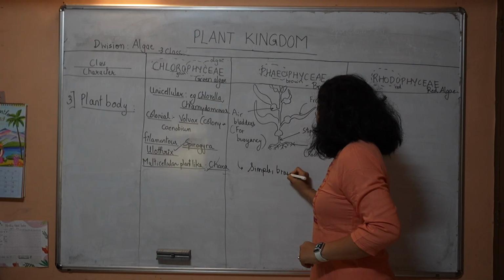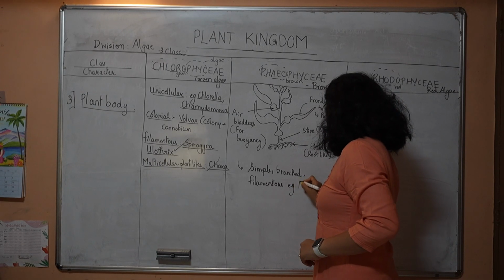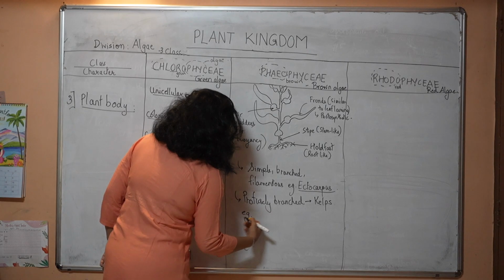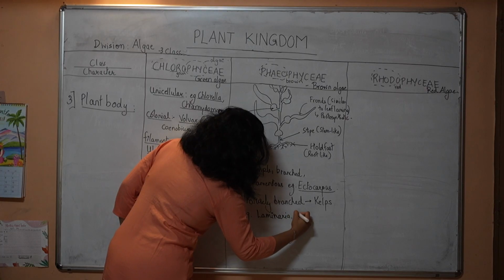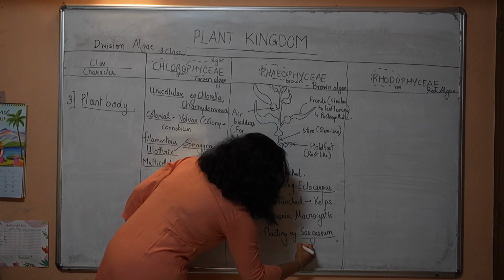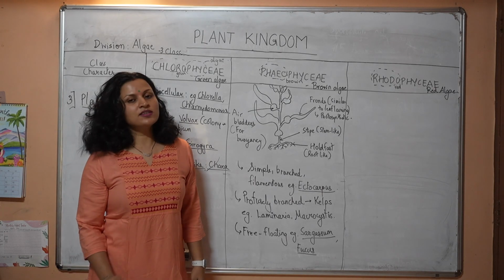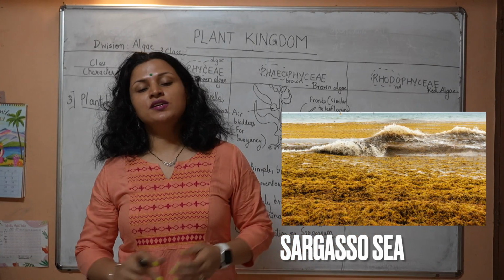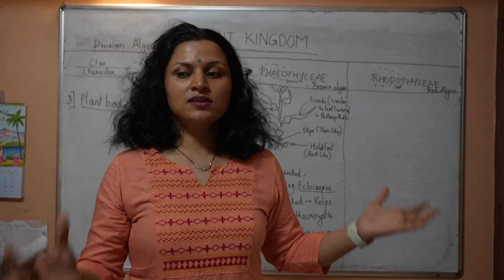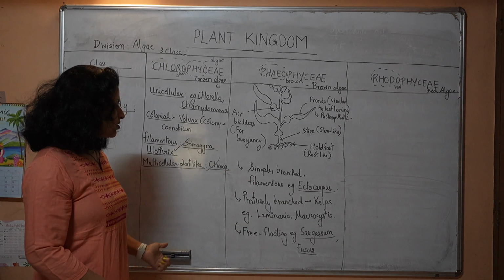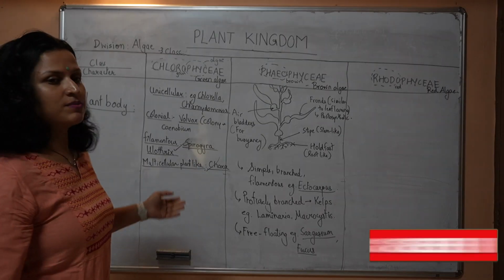Simple, branched, filamentous. Example, Ectocarpus, or else they can be profusely branched. They are called kelps. Some examples of kelps are Laminaria and Macrocystis. They can be free floating as well. Example, Sargassum, Fucus. The Sargasso Sea in the Atlantic Ocean is named after Sargassum weeds which populate that place. It is very difficult for ships to pass through because of the Sargassum, these weeds that lie in the ocean. So they can be simple branched also, they can be profusely branched also, and there can be free floating forms as well. That is about the brown algae.